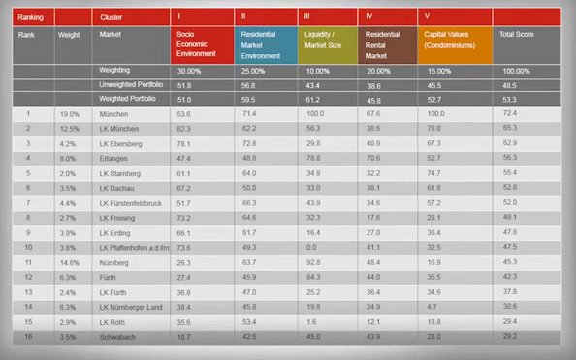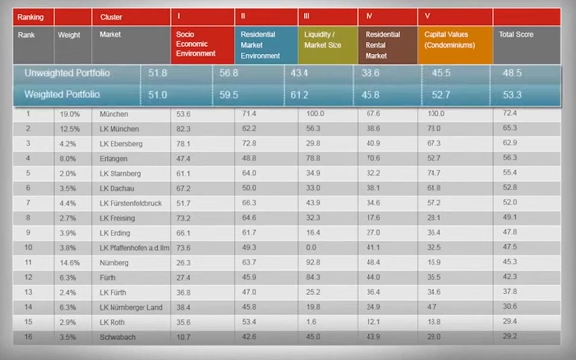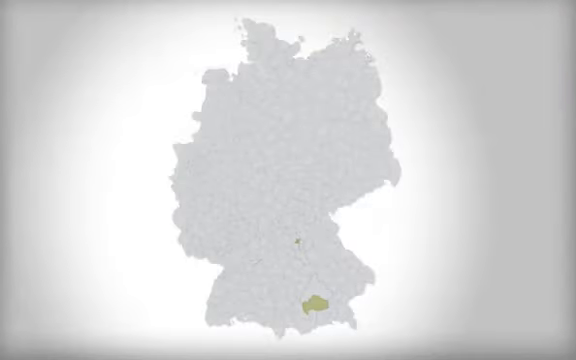Remembering the assigned market weights, a weighted portfolio average can be calculated. The higher total score of the weighted portfolio compared to the underweighted shows that the portfolio has an overweight in the stronger performing markets. The scoring results for the 16 markets are visualized in the map.